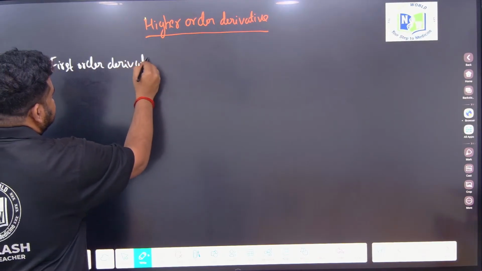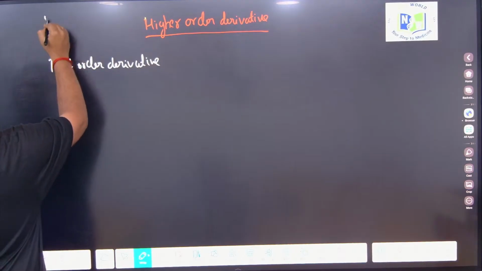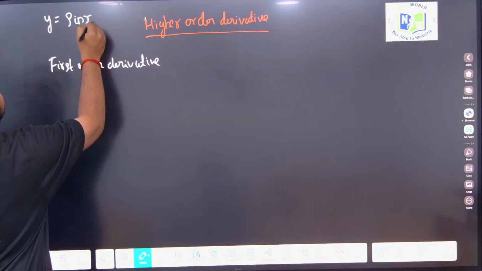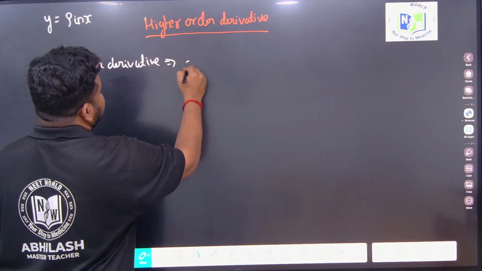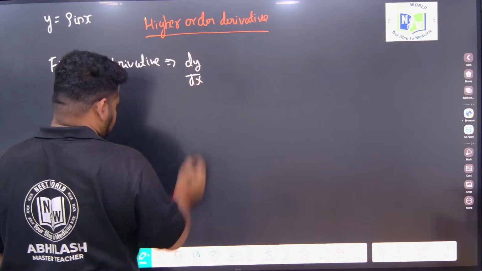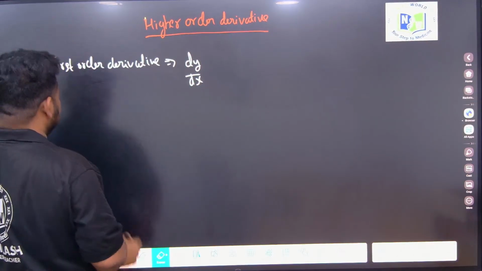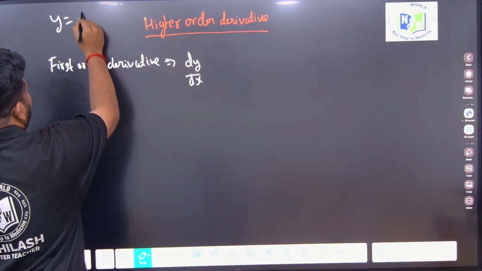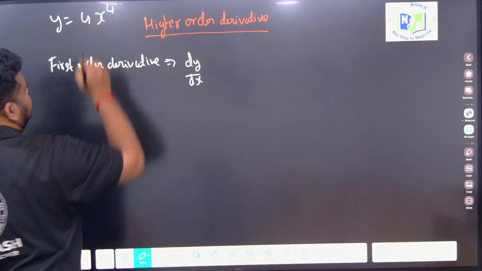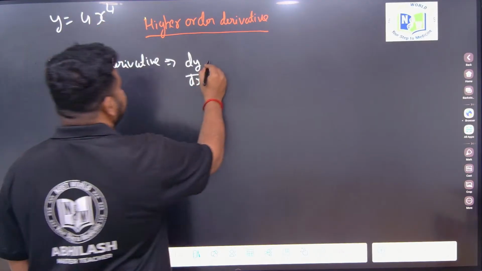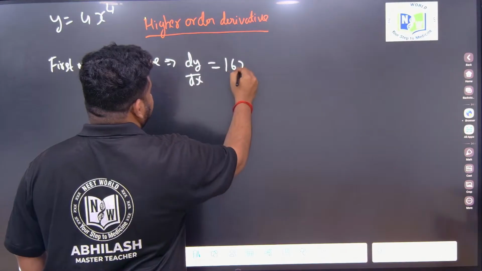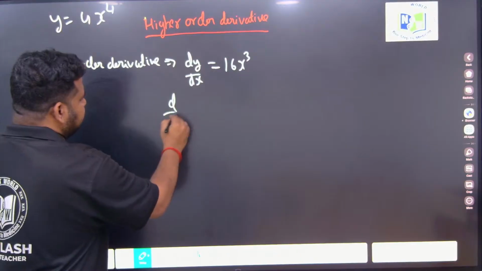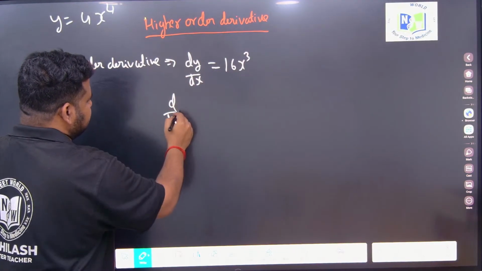Let us take something like y is equal to 4x power 4. So dy by dx will become 4 into 4, that is 16x cube. Now if I differentiate it again, that is d by dx of this one, we call it something different.